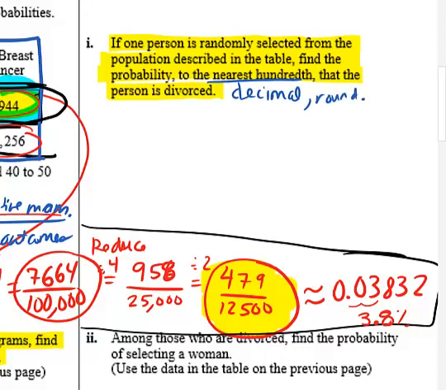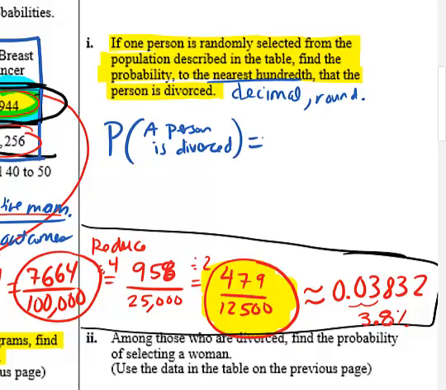Round, because they said to the nearest hundredth. If they don't specify rounding, then I just keep it a fraction, because that's usually what they want. But okay, one person, so we want the probability of what now? That the person is divorced. A person is divorced, okay.